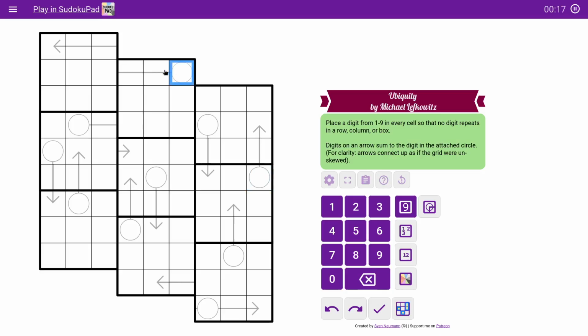Yeah, so normally you couldn't have a straight 5-length arrow, because these five cells would have to be distinct and therefore add up to at least 15, which is not 1 digit. But as is, they can add up to 9, assuming this is a 1, 2 and this is a 1, 2, 3.